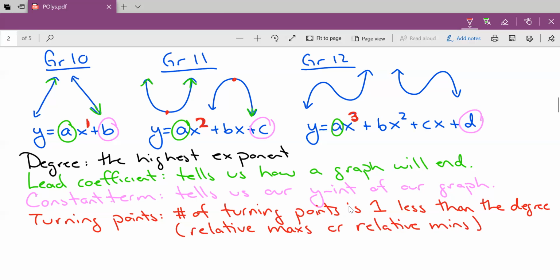Okay, so friends, given a graph, we should be able to hopefully make the equation, or given the equation, we should be able to make the graph. That's what we're trying to do. And how we're going to do that is we're going to talk about the degree, the lead coefficient, the constant term, how many turning points there are, and we almost have this already. Okay, so let's take a look at a question.